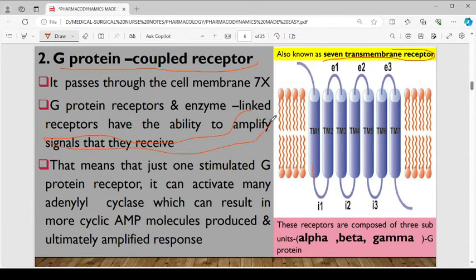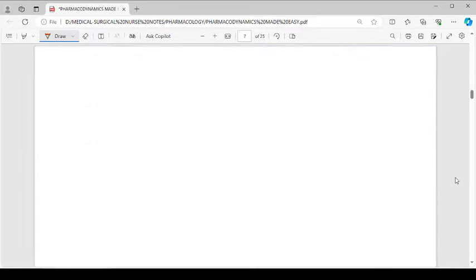So that means if you just have one stimulated G protein receptor, it can activate many adenylyl cyclases, which can result in more cyclic AMP molecules produced and ultimately an amplified response. So this G protein coupled receptor is composed of 3 subunits, which consist of the alpha, the beta, and the gamma. All these are the G protein.